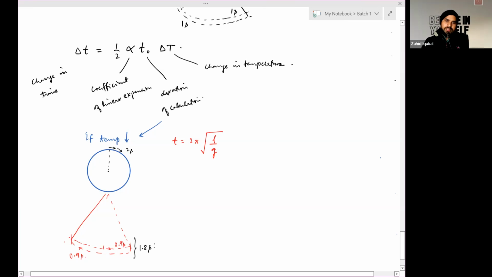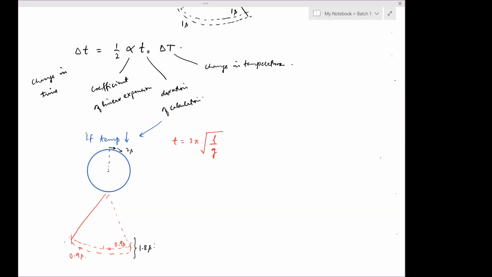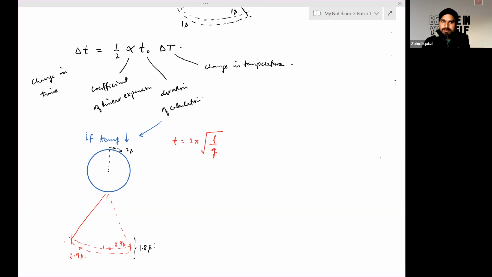So is the reading of the clock in this case increasing or decreasing with respect to actual time? Actual time is 1.8 seconds and the reading of the clock is 2 seconds. So is it increasing or decreasing? Hamza? The increasing. Good. So we can say on decreasing temperature, the length of the pendulum will decrease, the period of oscillation of the pendulum will decrease, hence the reading of the clock will increase, or the clock will become fast.